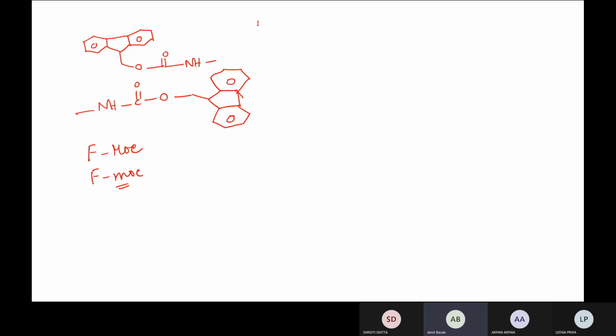Which one is usually used for solid phase peptide synthesis? Which one is generally used? You can use T-butyl. T-butyl comes off with acid. And the amino acid which is stuck to the resin from the very beginning, that also comes off with acid.